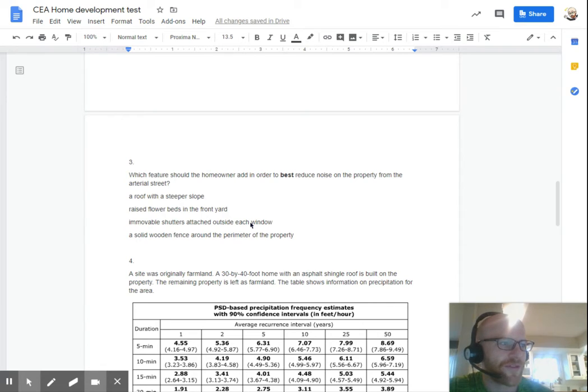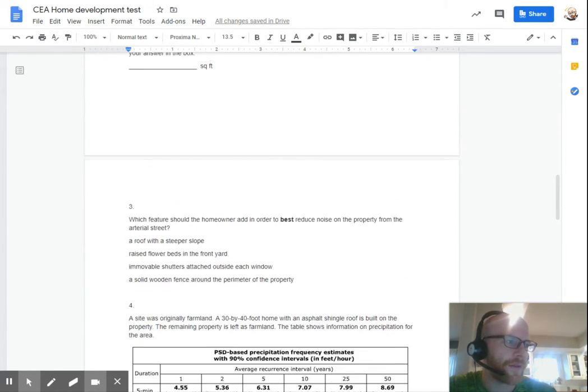It says a roof with a steeper slope, raised flower beds in the front yard, immovable shutters attached outside each window, or a solid wooden fence around the perimeter of the property. So which one best reduces noise to property?